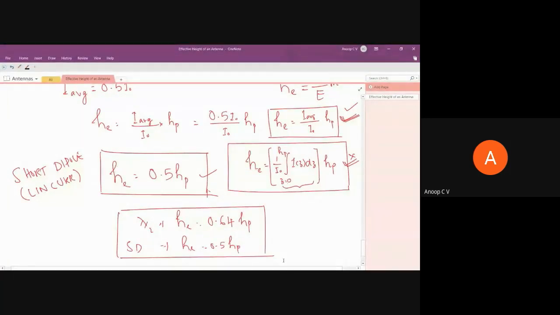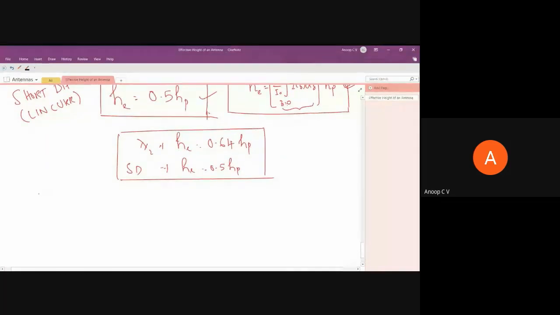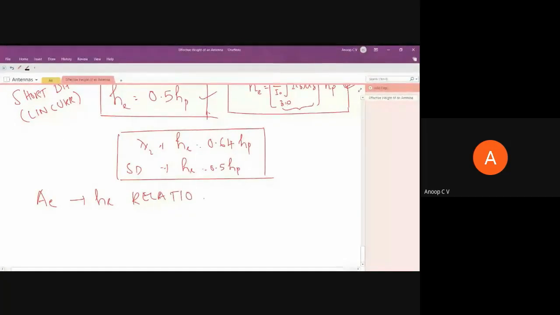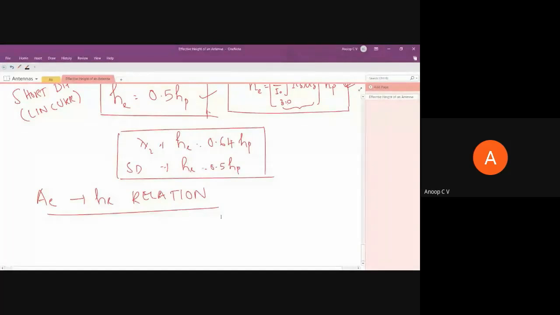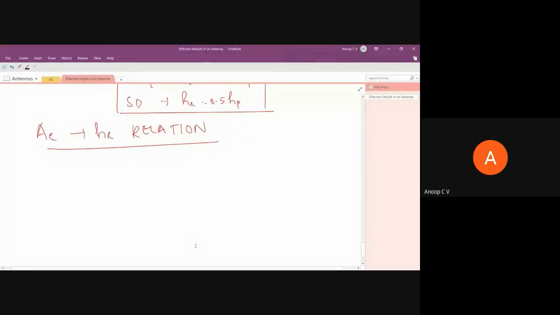Now we'll move on to the last agenda: how AE and HE are related, the AE-HE relation. That is what we have. So that expression is what we are going to derive now. I'll derive it fast, so please take down along with me itself.